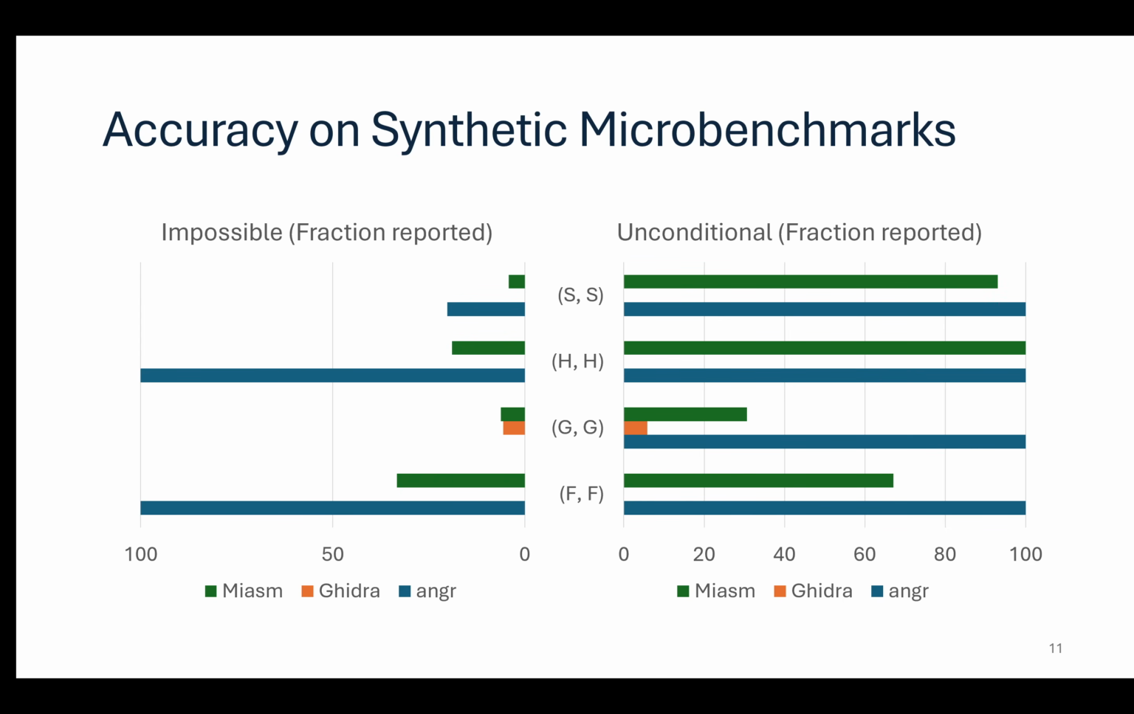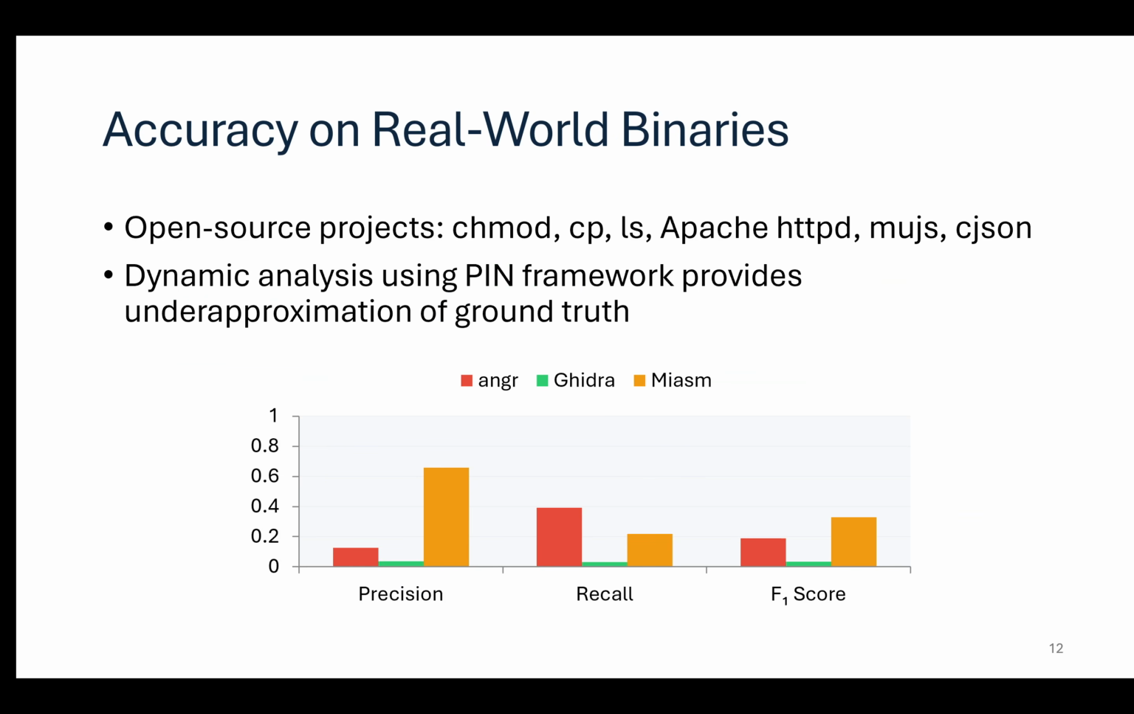We evaluate angr, Ghidra, and Miasm on our created synthetic microbenchmark, for different categories of data flows, and also for different degrees, such as impossible and unconditional data flows. And as you can see, in all cases, angr reports lots of impossible data flows, and it means that it has a high false positive rate.